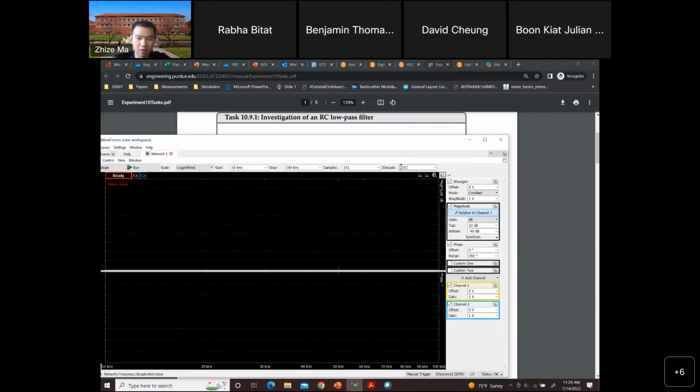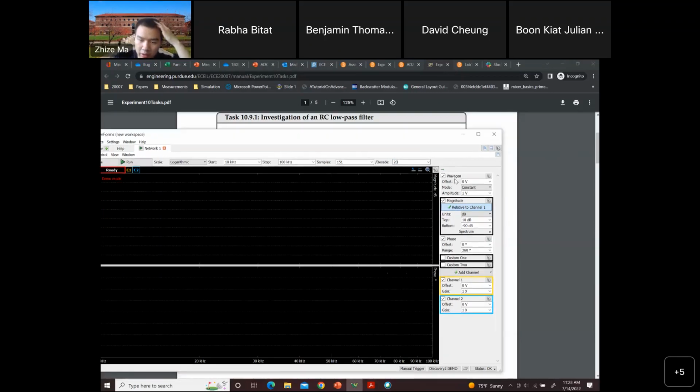And here it is asking how many points per decade you want to measure. Usually we do at least 20, or even 13 works. More points make your plot more accurate, but that will make the running time slower. But you want to do at least 20 here.